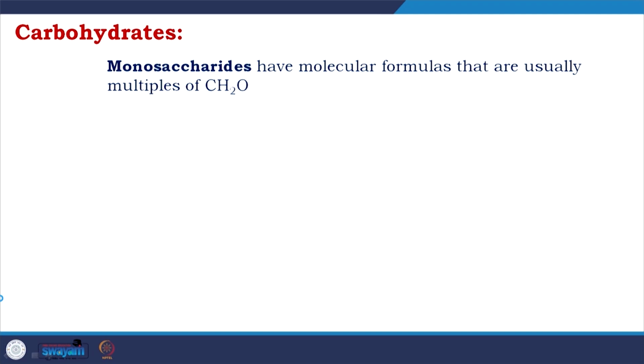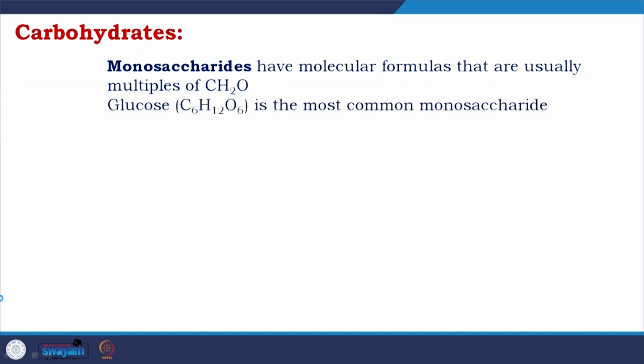Monosaccharides have molecular formulas that are usually multiples of CH2O, carbohydrate, carbon and water. Glucose, C6H12O6, that means this is (CH2O)6, is the most common monosaccharide.